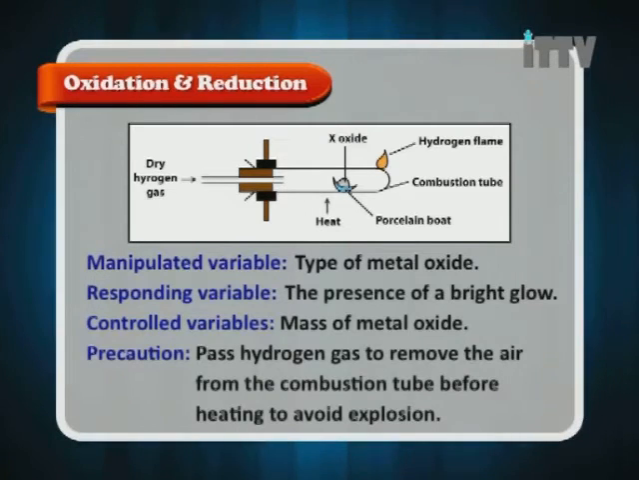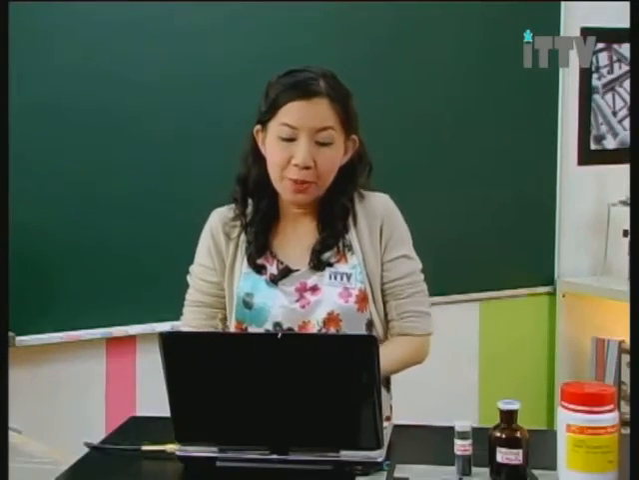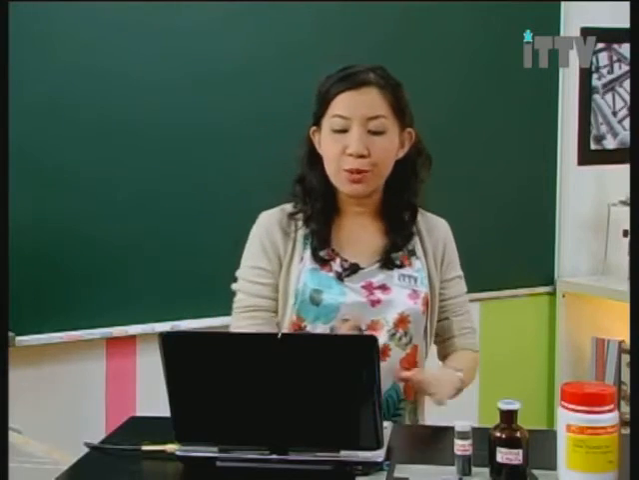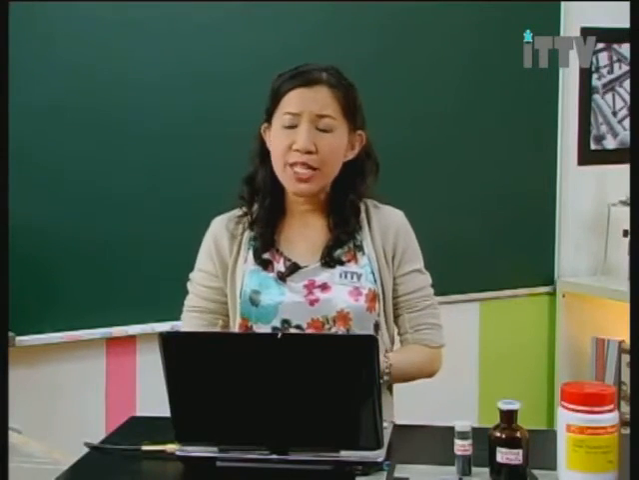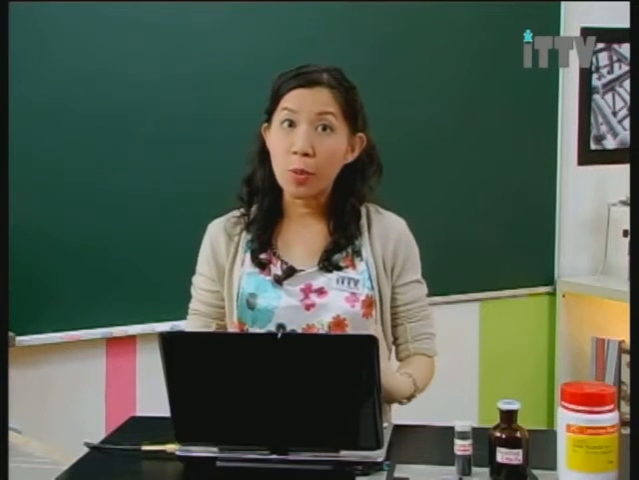The precaution here is to pass hydrogen gas to remove the air from the combustion tube before heating, to avoid explosion. And upon completing the experiment, the position of hydrogen in the reactivity series would be potassium, sodium, calcium, magnesium, aluminium, carbon, zinc, hydrogen, iron, stannum, lead, copper, silver, and gold. And it's more reactive as it proceeds to the left. So this experiment is actually quite dangerous and will not be done because hydrogen is very combustible.